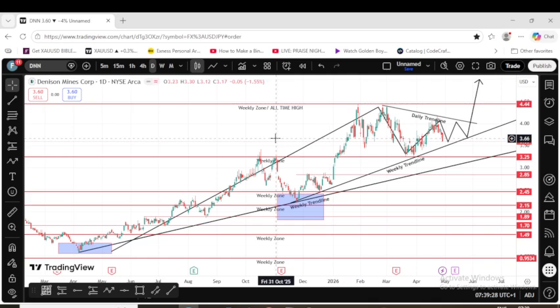So yeah, that's it for trend lines. Next, we're going to be doing our trend origin and then our market structure.